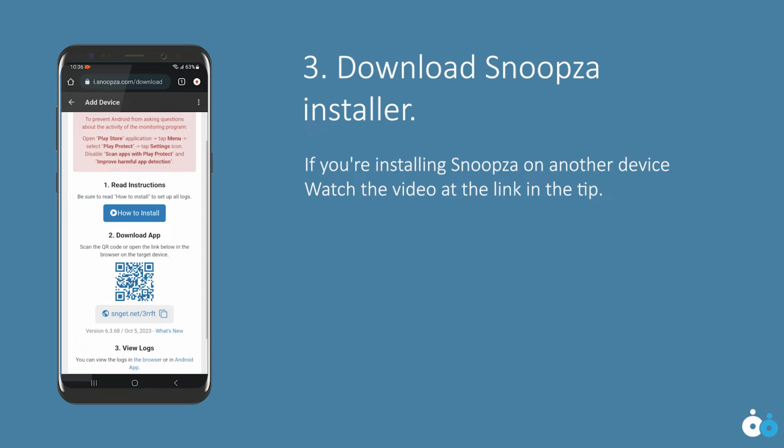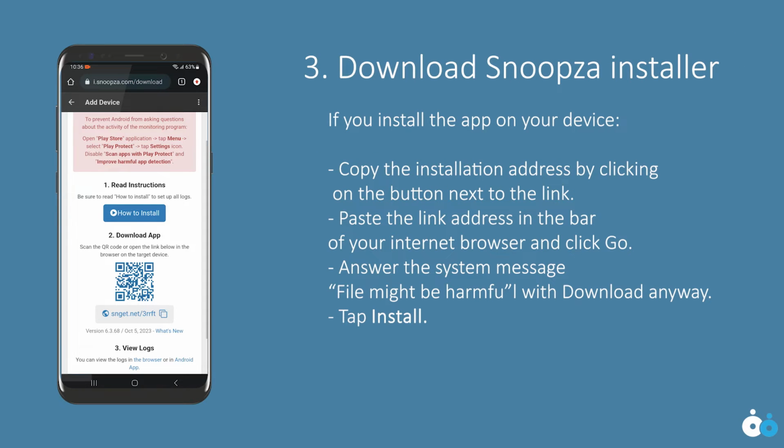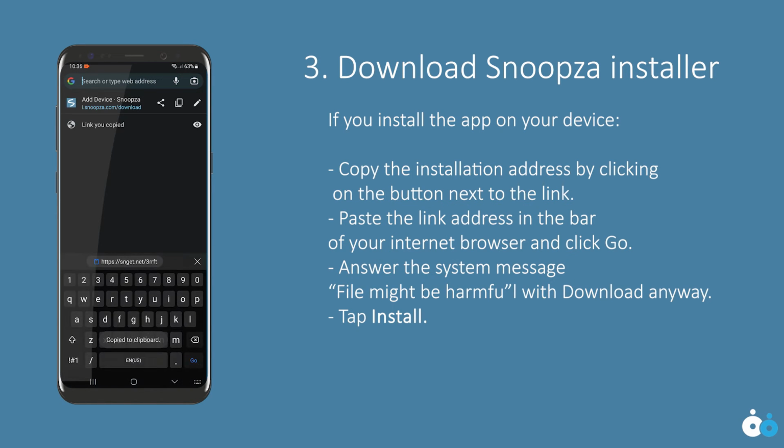If you're installing Snoopza on another device, watch the video at the link in the tip. If you're installing the app on your device, copy the installation address by clicking on the button next to the link. Then, paste this link address in the bar of your internet browser and click Go.